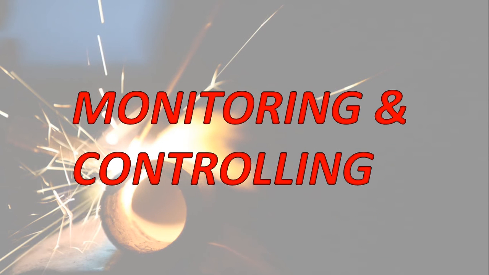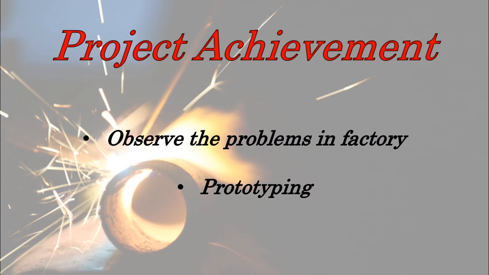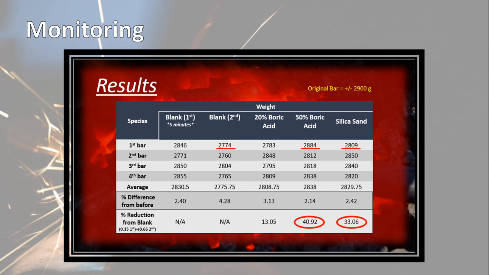Monitoring and controlling is the third step. So this is the result of the experiment we have done. As you can see, the silica sand section gives the lowest reading compared to the blank. I mean, compared to the blank, it gives us a smaller reduction, which means less mildew is formed.